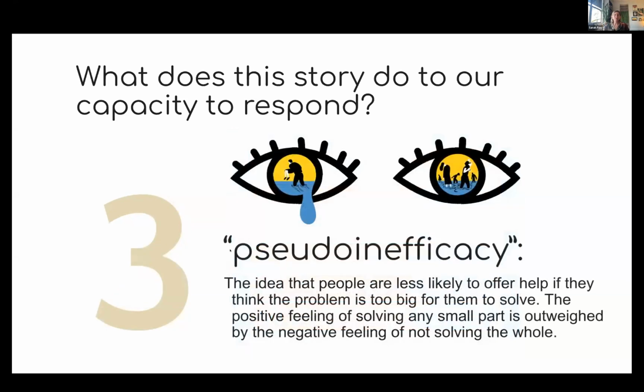And I really love this concept that social psychologists have talked about called pseudo-inefficacy. It's a big clunky word that I hardly can say sometimes. But this is basically the idea that we are less likely to offer help in a situation, less likely to be altruistic, if we think that a problem is too big for us to solve, so that the positive feeling of solving even a small part of it is actually outweighed by the negative feeling of not being able to solve the whole. And I don't know about you all, but pseudo-inefficacy is the pervasive feeling of my students.